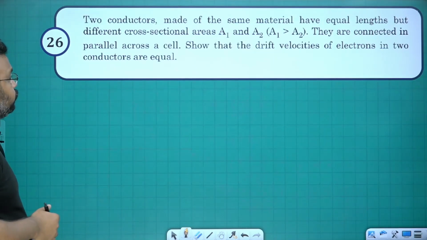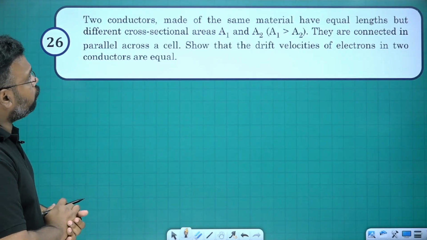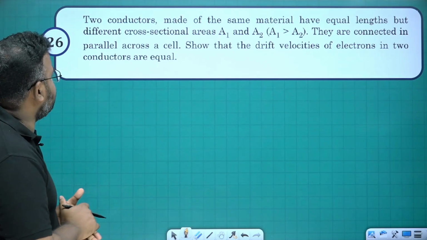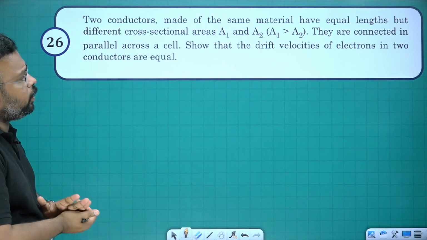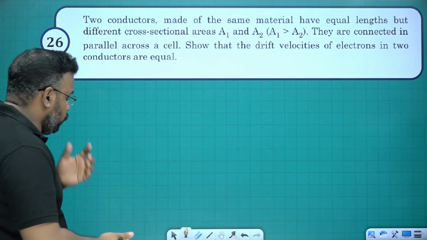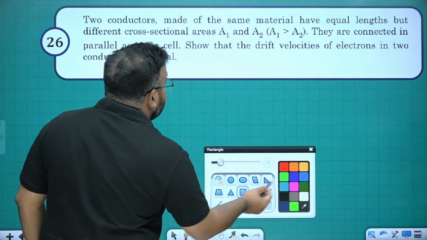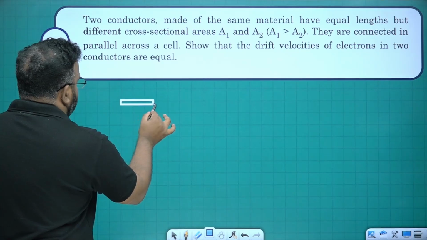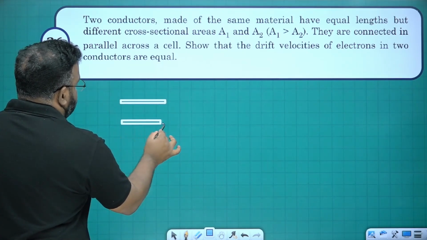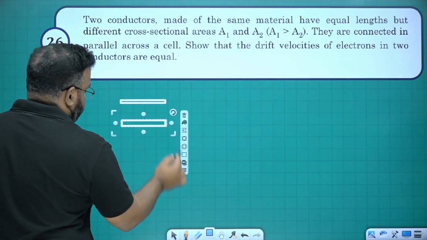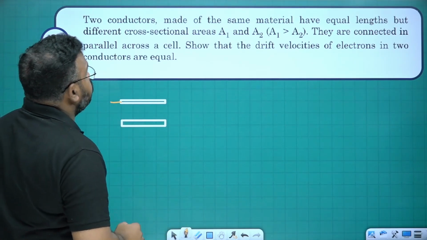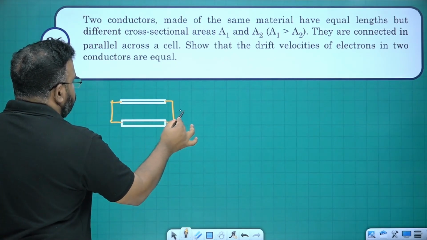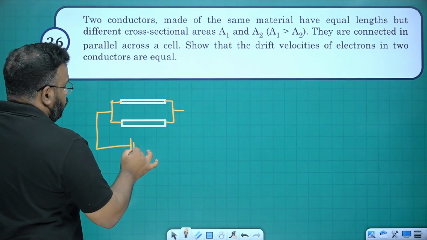Question number 26. Two conductors made of the same material have equal length but different cross-sectional areas A1 and A2. They are connected in parallel across a cell. Show that the drift velocity of electrons in the two conductors are equal. So let's check the situation. There are two conductors of same material. Length is also same but different cross-sectional area. So if this is the first one, this is the other one. Same length but different cross-sectional areas. And they are connected in parallel across a cell. So something like this.